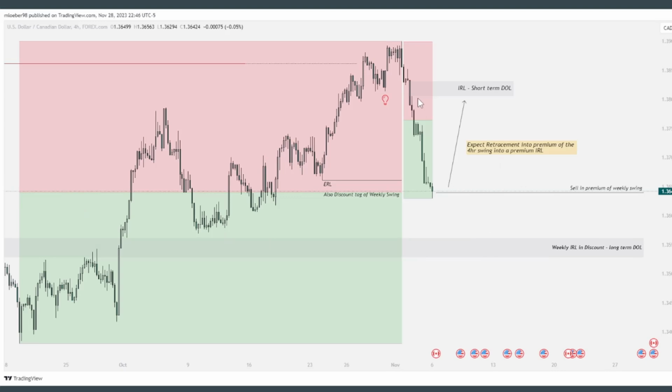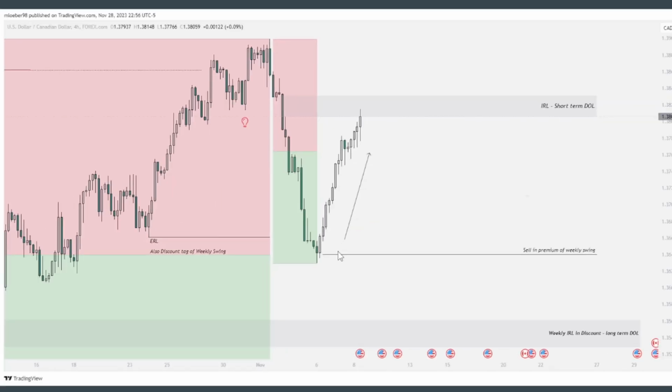And what I did is marked off the high and the low. That was the directional swing that took out this external range liquidity pool. Again, old highs and old lows are ERL. Now I'm waiting for a short-term drawn liquidity and expecting price to retrace into premium of the 4-hour range, which is this premium 4-hour bearish fair value gap.